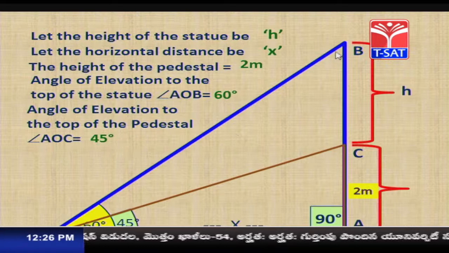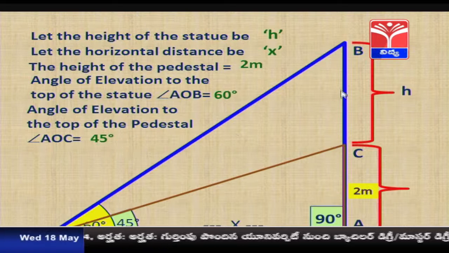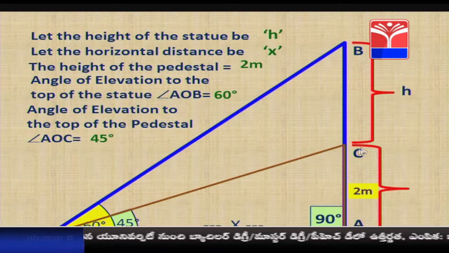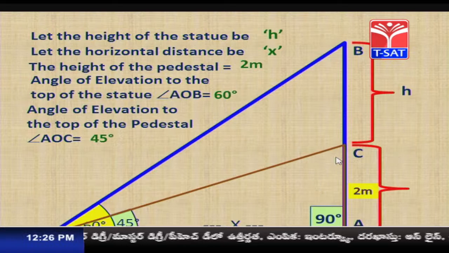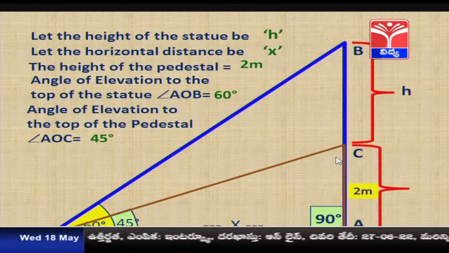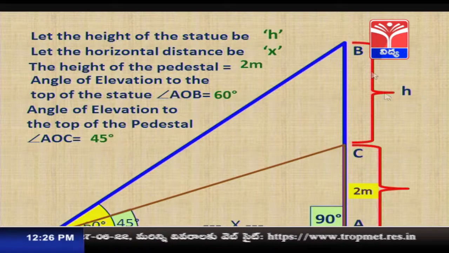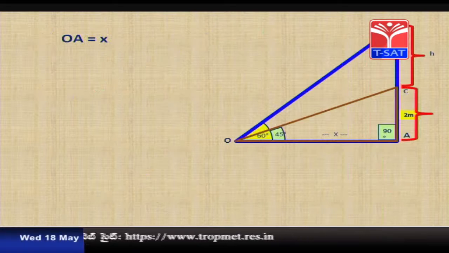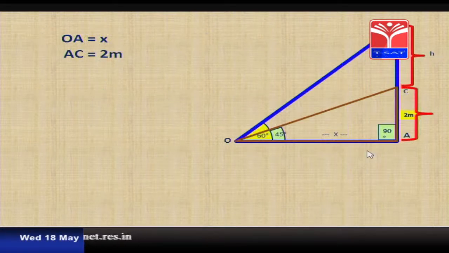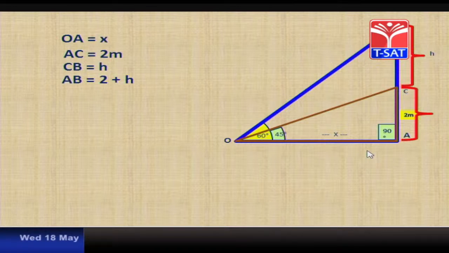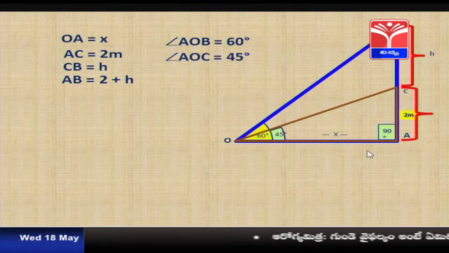Now, we are going to use the 2 triangles. So, before going to solve the bigger triangle, let us take the smaller triangle, that is AOC, and solve it first. What is the complete length of AB? OA is equal to x, AC is 2 meters, CB is the statue part, that is h. Now, AB, the complete height of the statue including the pedestal, is 2 plus h.